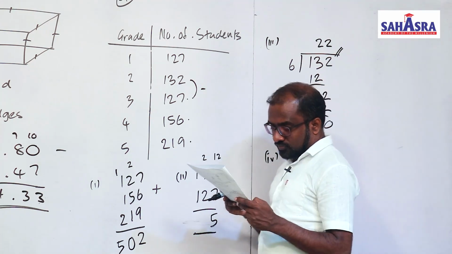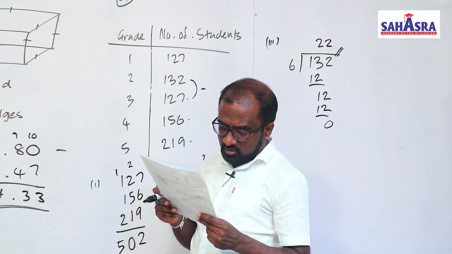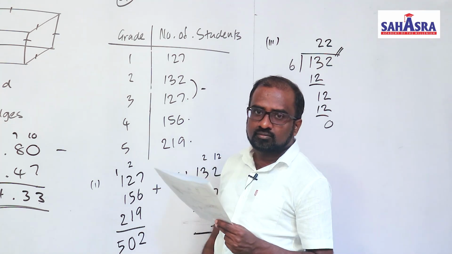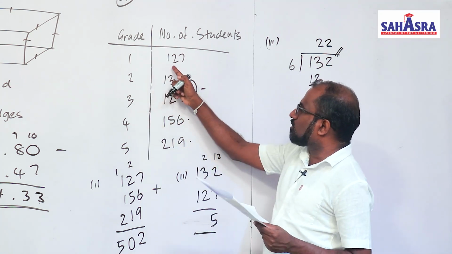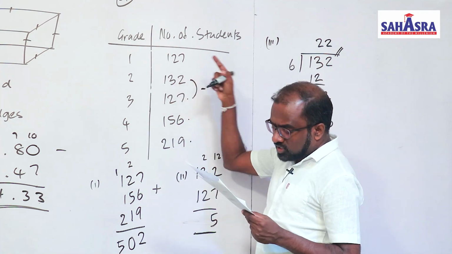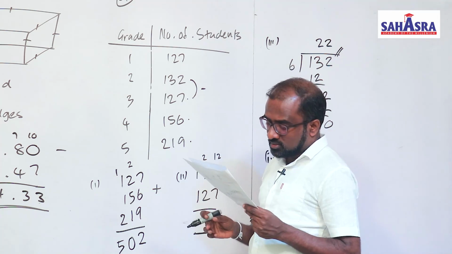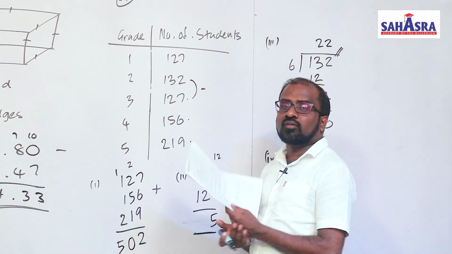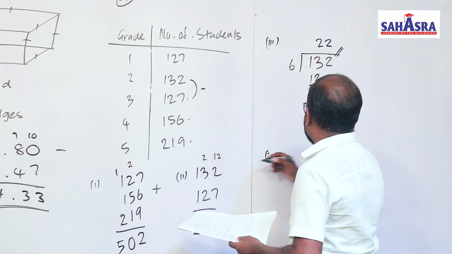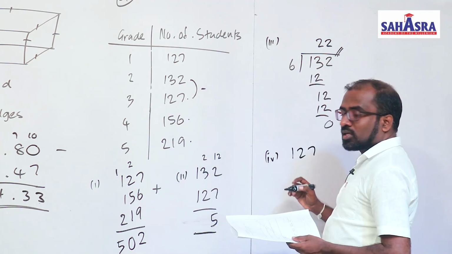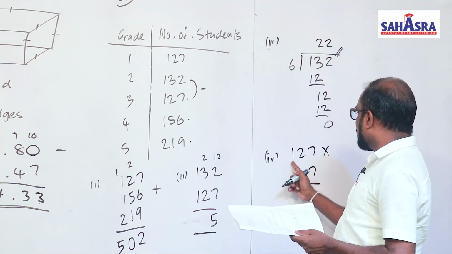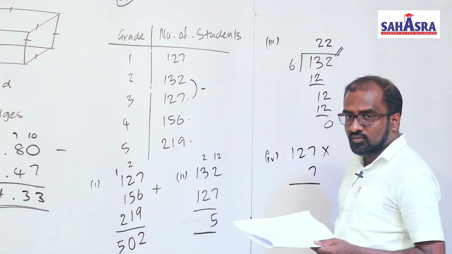The last question. Grade 1 children are given 7 toffees each. Grade 1 children, that is there are 127 children. Each child is given 7 toffees. How many toffees are needed to be given to all the children in grade 1? There are 127 students and for one child 7 toffees are given. So 127 should be multiplied by 7.